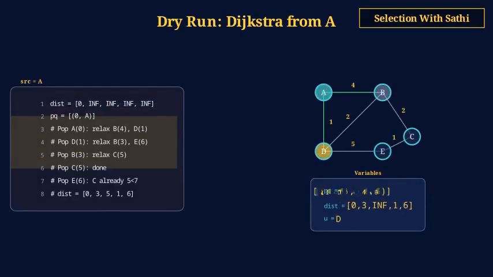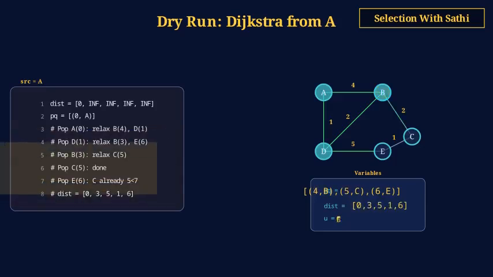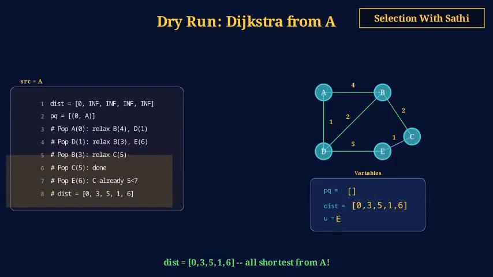Source is node 0. Edges: 0 to 1 weight 4, 0 to 2 weight 1, 2 to 1 weight 2, 1 to 3 weight 1, 2 to 3 weight 5, 3 to 4 weight 3.